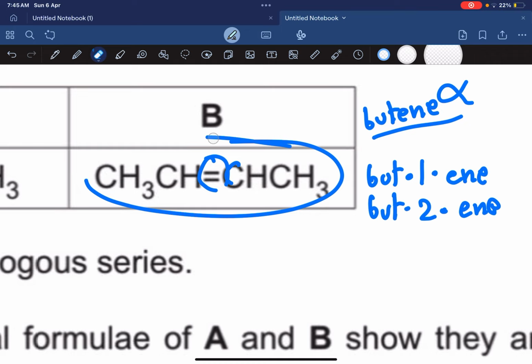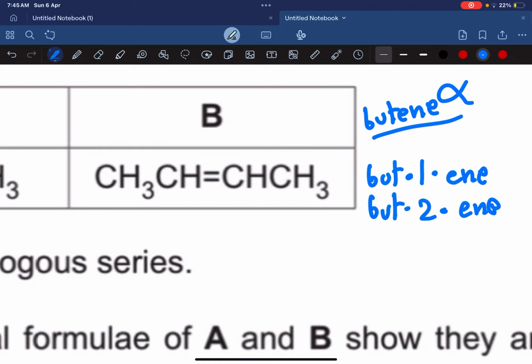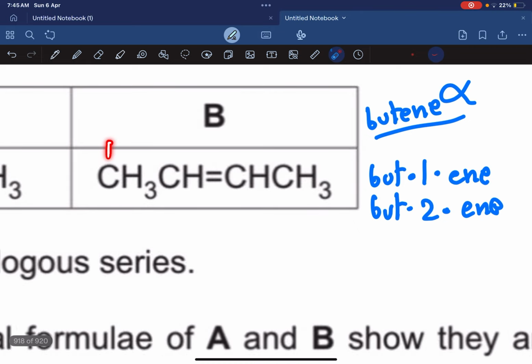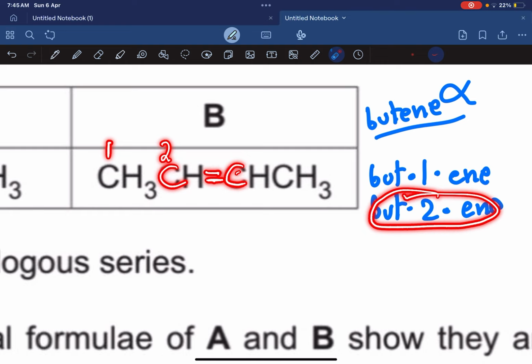Achha, how to identify between but-1-ene and but-2-ene? Look over here. You have to check the position of the double bond. This double bond is on the second carbon. Okay, if you say that this one's your first carbon, this one's your second carbon, so the double bond is on the second carbon, between the two second carbons, so that's a but-2-ene. When the double bond is on the second carbon, that's a but-2-ene.